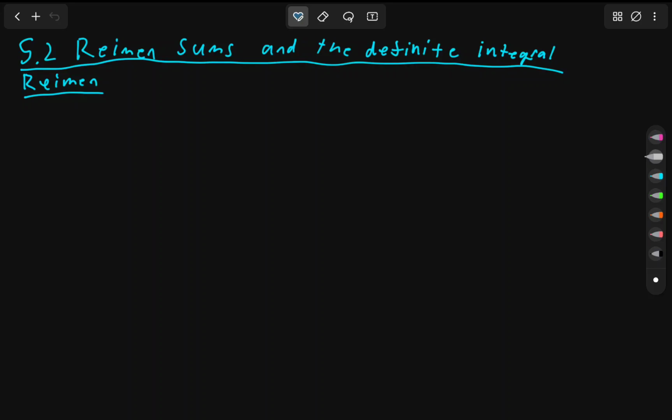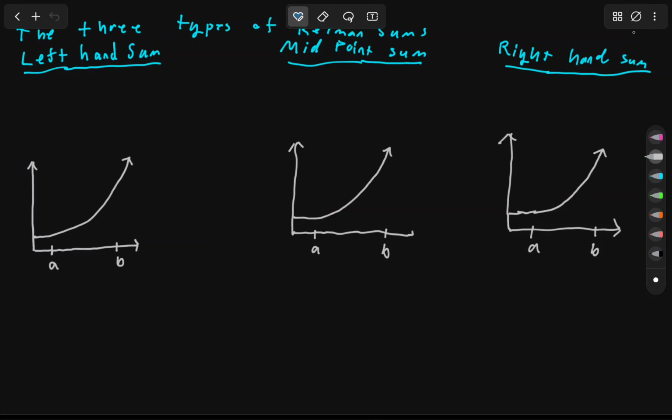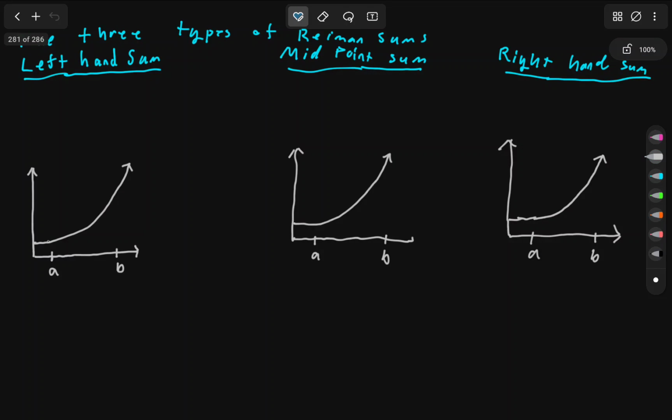There are really three kinds of sums that I wanted to talk about: the left-hand sum, the midpoint sum, and the right-hand sum. Now suppose that I want to find the area under the curve from a to b on this interval. We have three different ways of approaching this. In fact, there are infinitely many ways, but these are three major ones.